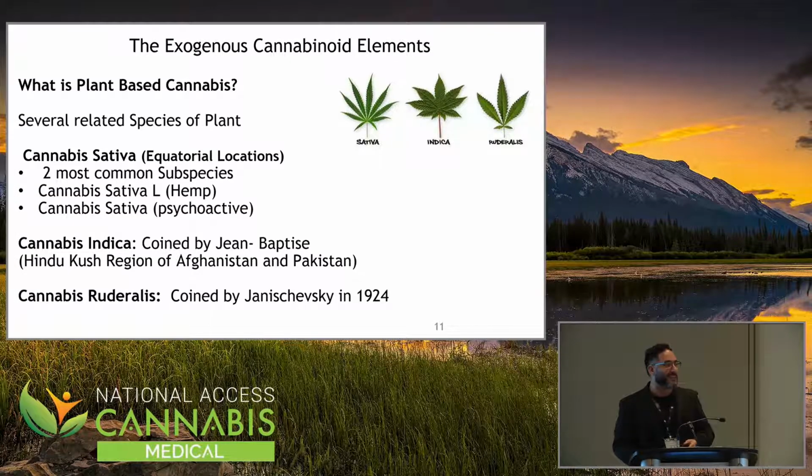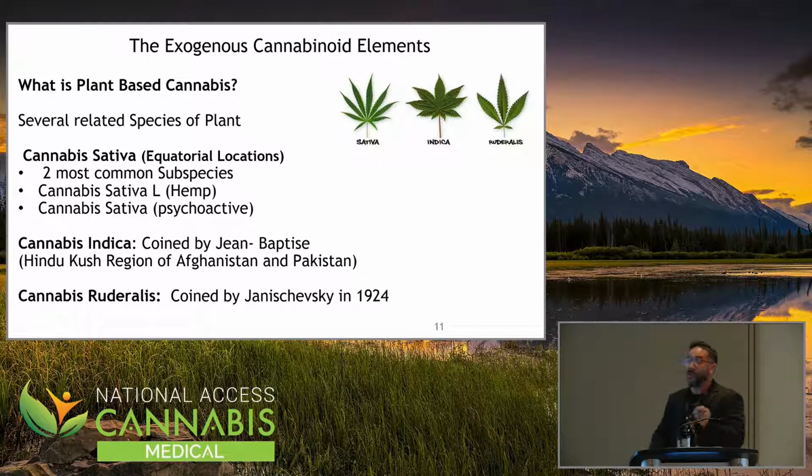So then we have the exogenous cannabinoids. I got to stand here for the picture. Hi. So the exogenous cannabinoids. We already spoke. Oh, by the way, now we'll look at the difference in actually how, I wish I put like covered up sativa, indica and ruderalis.